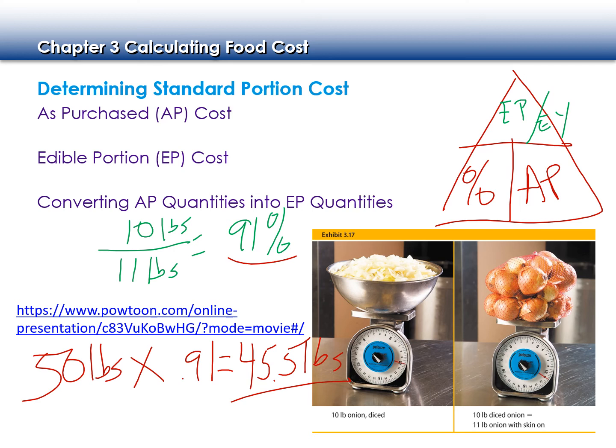Now, that 1 pound of onion skins and little pieces and whatnot, do we have to throw them away? No. What can we do with them? Make a stock out of it. So we can still use the whole product, just maybe not by serving it like diced onions, right? It's not edible, but it will be once we use that stock to make a soup or a sauce or whatever.